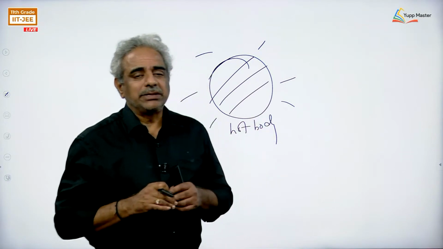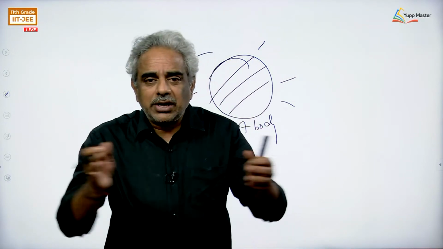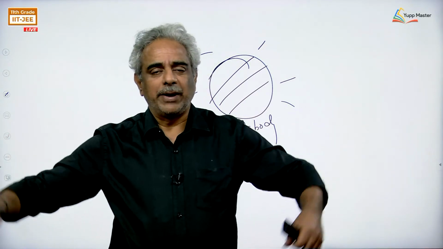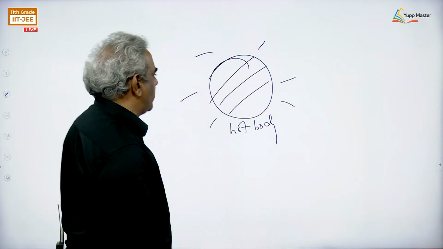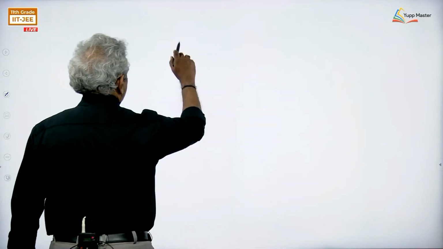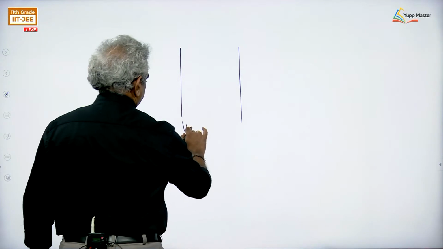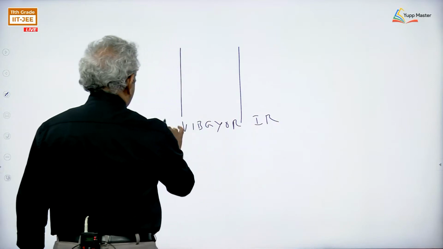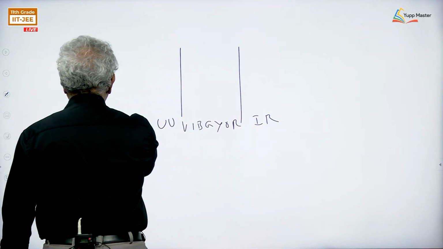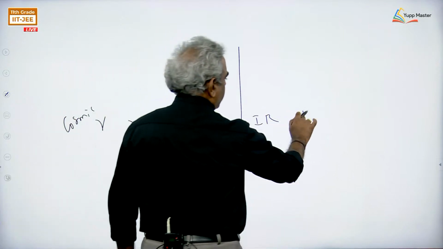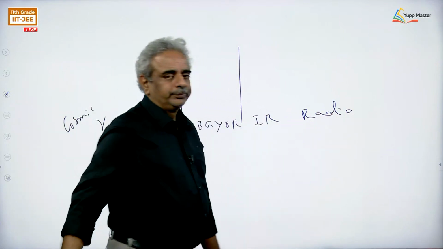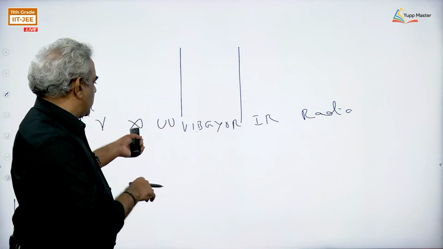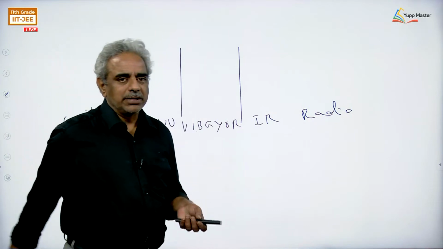Now Einstein says he extended the blackbody radiation not only for heat, but for the entire electromagnetic wave spectrum. I hope you remember the electromagnetic wave spectrum. This visible light, then infrared, you have ultraviolet, X-rays, gamma rays, cosmic, some radio. So you have got visible light, infrared, radio waves, microwaves, ultraviolet, X-rays, gamma rays, cosmic rays.